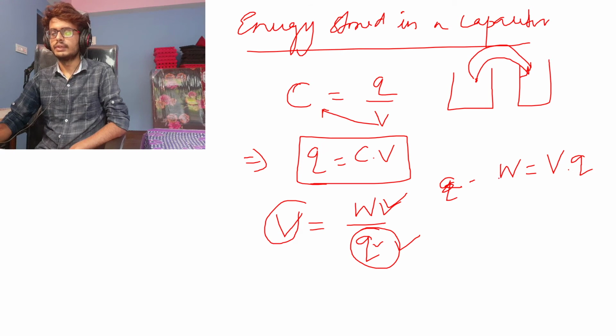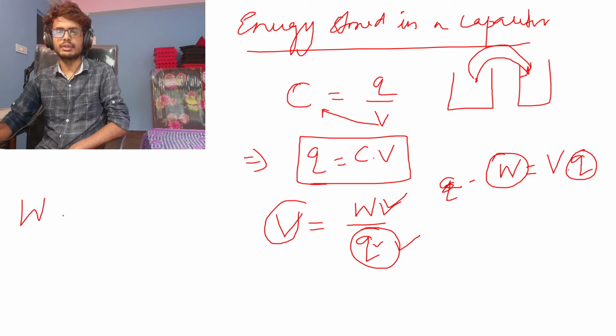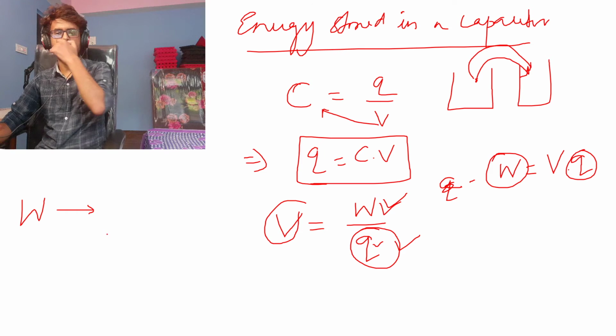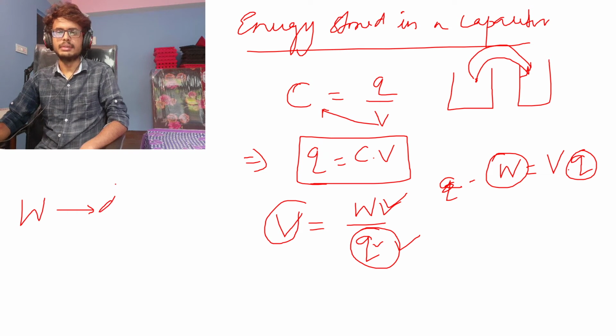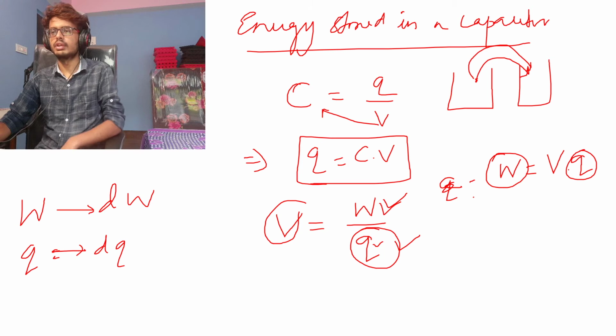What we do is put W in terms of smaller values of W. Can anyone tell me what the integration term is? If I want to write the smaller value of W, how do I write it? Aditya, can you tell me? Correct, dW. If we want to write a smaller value of Q, we write dQ, right? So we write dW equal to V into dQ.